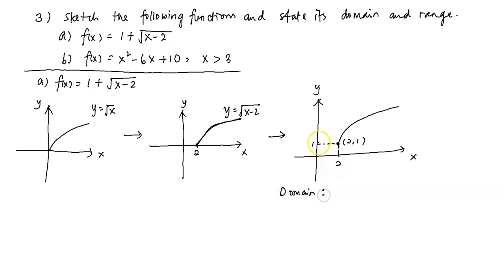From this graph, we can determine our domain and range very easily. For the domain, we look at the values of x allowed by the function or by our graph. It will start from 2 and then go to positive infinity. This is our domain.